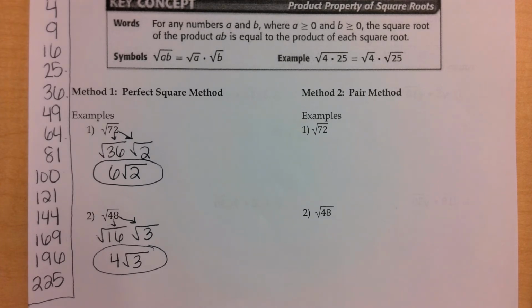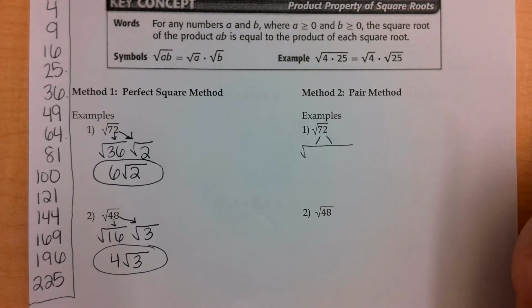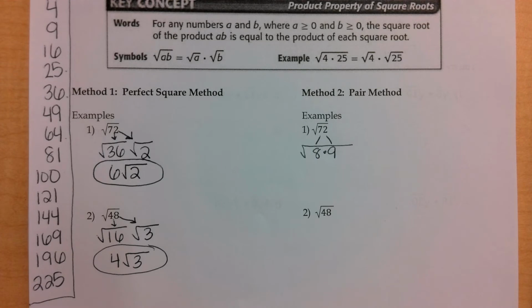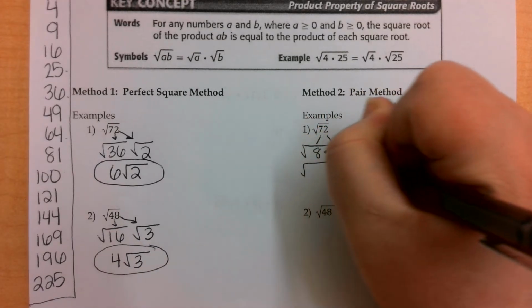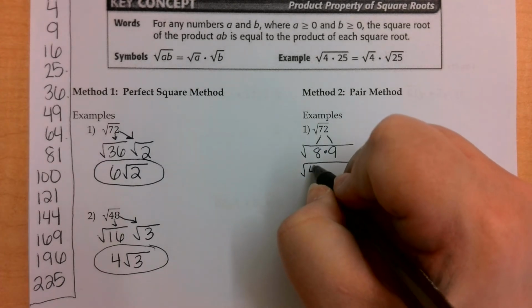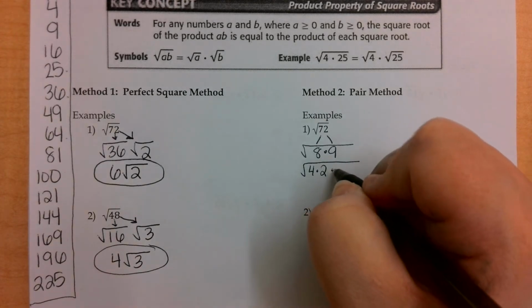So that's the perfect square method. Let's do method 2, which is the pair method. So we just think, 72. I know that 8 times 9 is 72. So I don't have to think of perfect squares. I just have to think, what can I multiply by? So now 8. What times what is 8? I know that 4 times 2 is 8. And I know that 3 times 3 is 9.